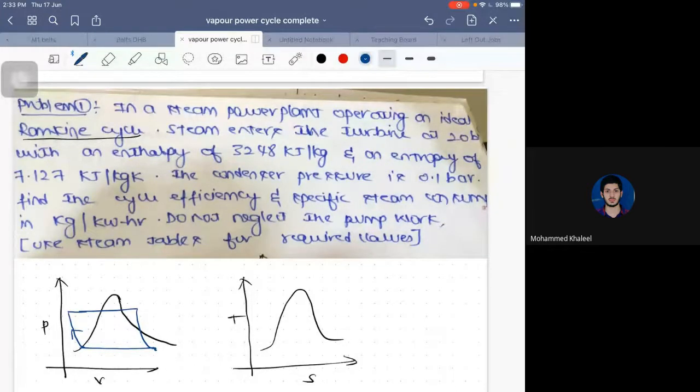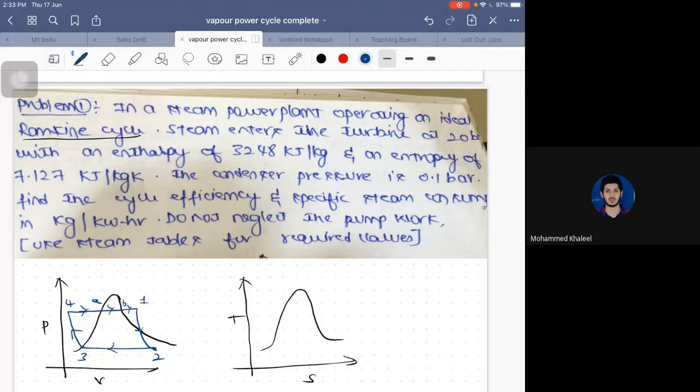4 to A is heat addition in the economizer, A to B is heat addition in the boiler, and B to 1 is heat addition in the superheater. So there are 3 stages of heating over there. 1 to 2 is the expansion process where 2 is in the wet state. 2 to 3 is a condensation process where the heat is being rejected, and 3 to 4 is a pumping process where the pressure is being raised again. So this is the first figure.